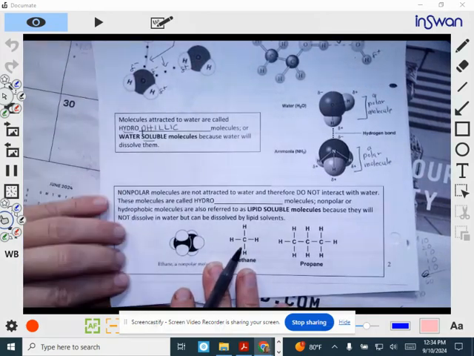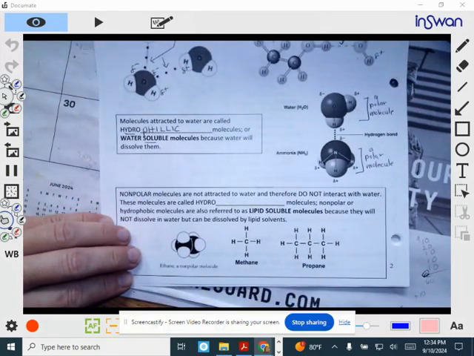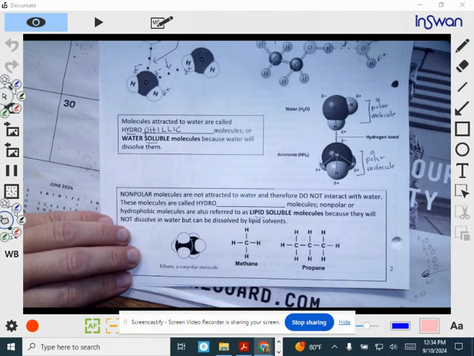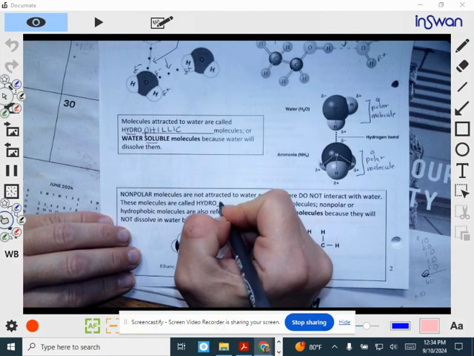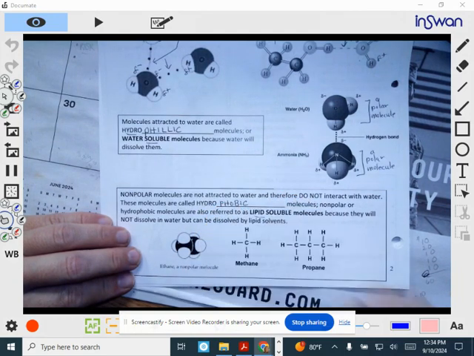Now we did mention that water will not mix with oils and other lipids. And again, that's because lipids are nonpolar, and nonpolar will interact with nonpolar, but nonpolar won't interact with polar water molecules. So molecules that are not attracted to water, we say are hydrophobic. So vegetable oil would be hydrophobic. If you add it to water, it doesn't mix.